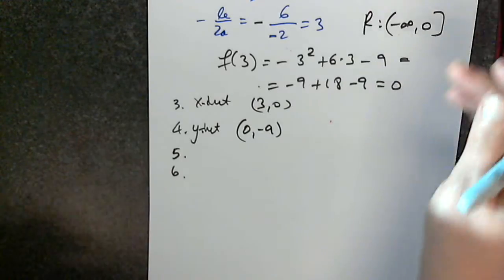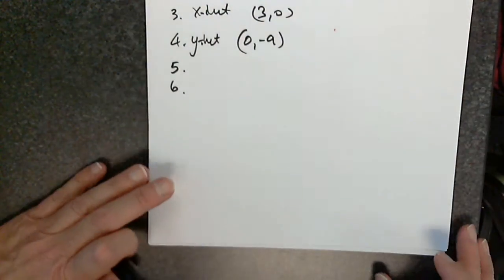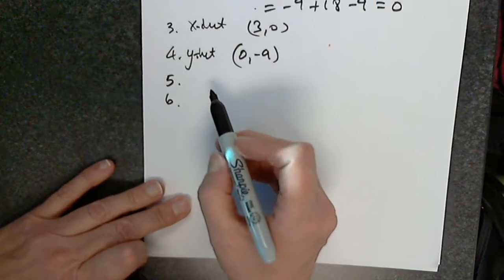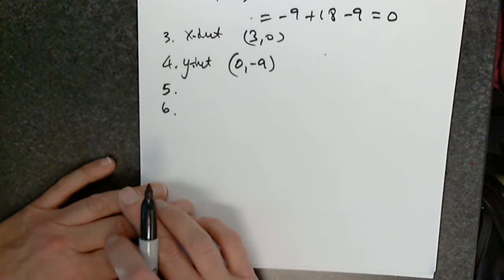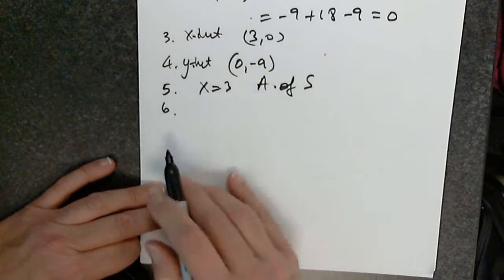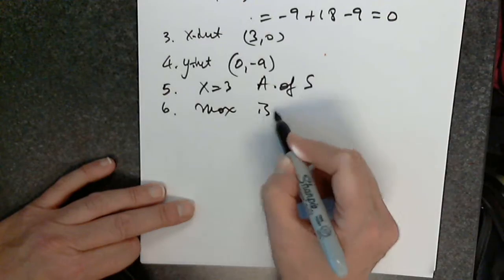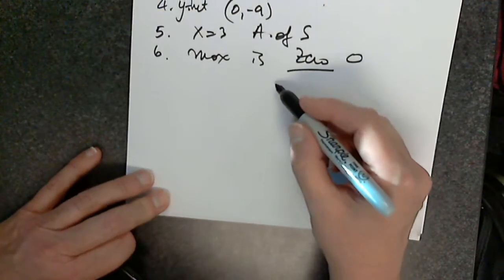And the last 2 are just words. So what is the axis of symmetry? You have to give me an equation. Do not give me a number. Very good. X equals 3. Axis of symmetry. Yes. Good. So now I'm ready to graph.